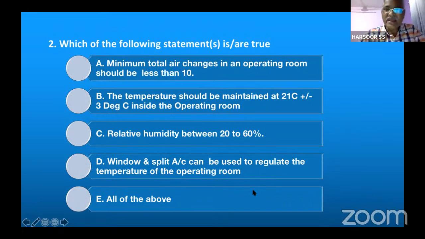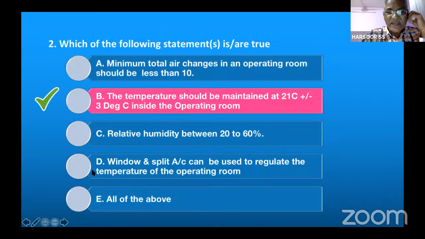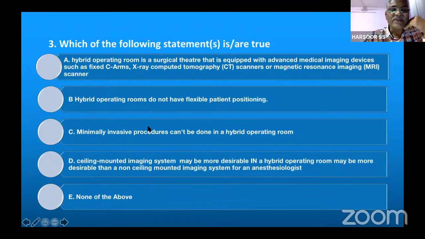Okay, that's the end of the poll, and about 17 members feel that it is option E, that is all the answers, but the right answer is that the temperature should be maintained at 21 plus or minus 3 degrees Celsius. We are going to elaborate why window and split AC are not useful in the next talk. Dr. Zulfiqar is going to clarify those things.